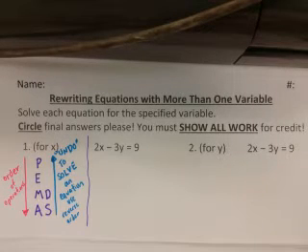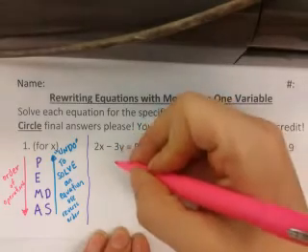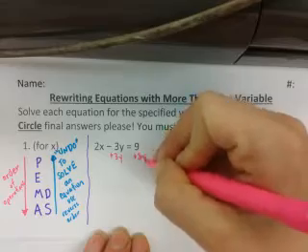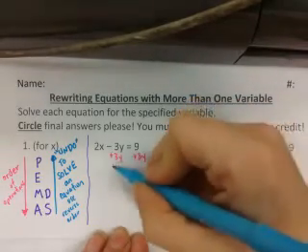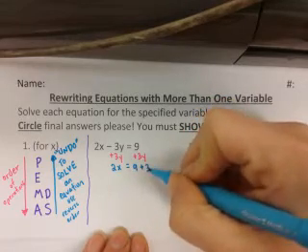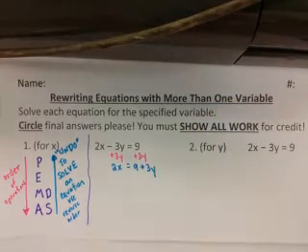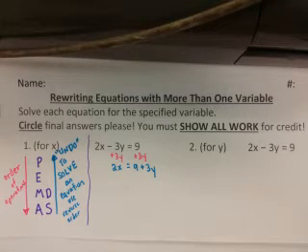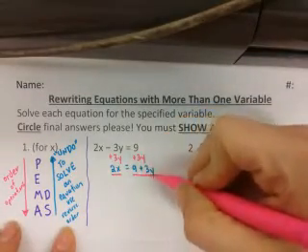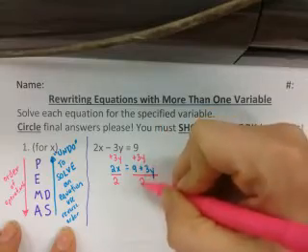We want to get x by itself on this problem. So we are going to add 3y to both sides of our equation. So we have 2x is equal to 9 plus 3y. But we want x by itself. So we have to ask ourselves, what is happening to x right now? Right now, x is being multiplied by 2. And the opposite of multiplication is division. So we need to divide both sides of our equation by 2.